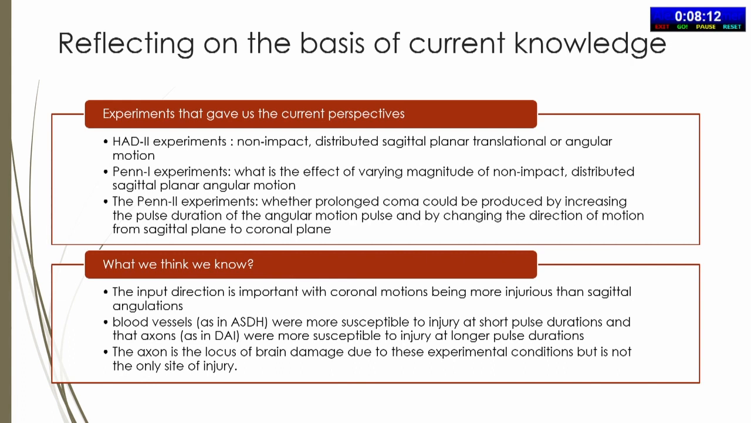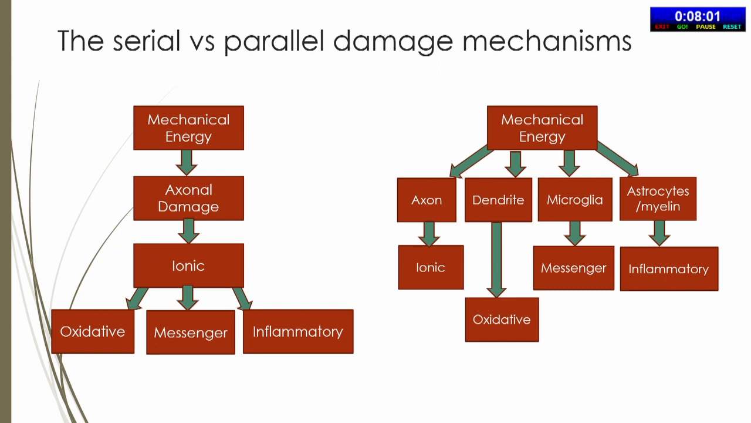Now, the axon is the locus of most brain damage, but it is not the only site of injury. There are other injuries also. With this data coming in, we started looking at the processes involved. One option is that mechanical energy comes into the system and then spreads over to the axon, dendrite, and all the other structures. The other option, on the left-hand side, is axonal damage, then ionic processes, and then oxidative, messenger, and inflammatory options. On the right-hand side you see different structures, each going through its own injury processes. It's still not clear to us which is the formation process.